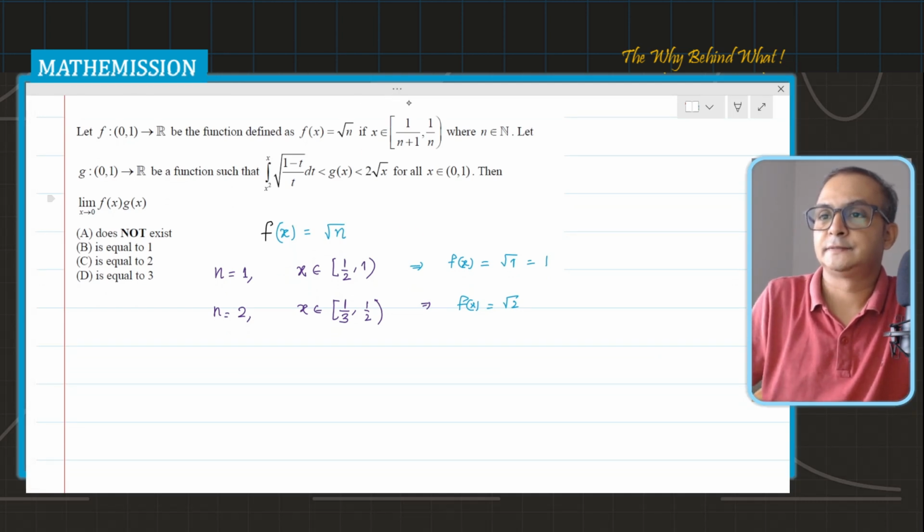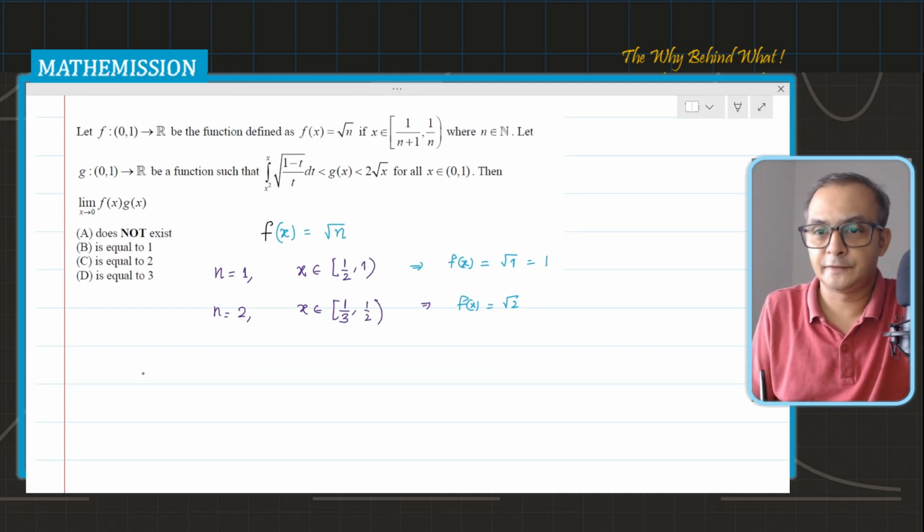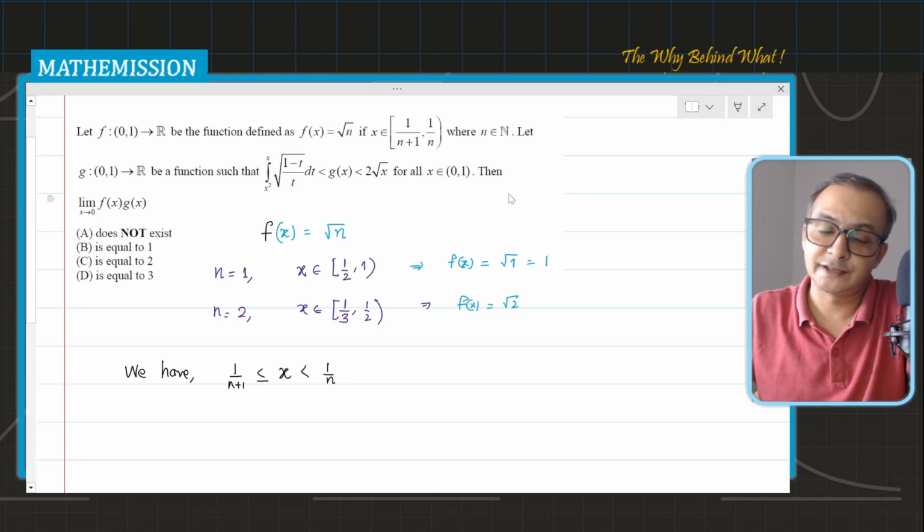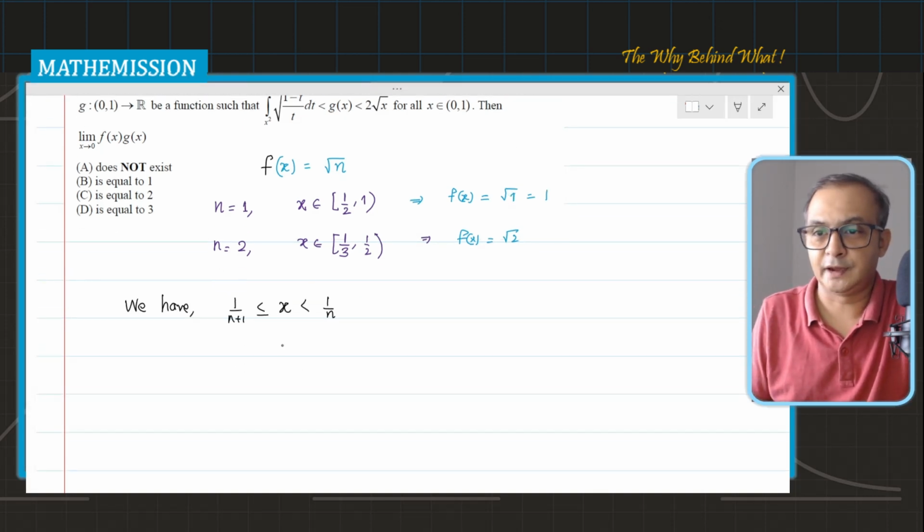But how can we define the function in terms of x, let's try to understand. You can see that what I have is the x values lying from 1/(n+1), which is closed there, to 1/n. So if I take the reciprocal of it, I can say that 1/x will lie from n to n+1, closed.